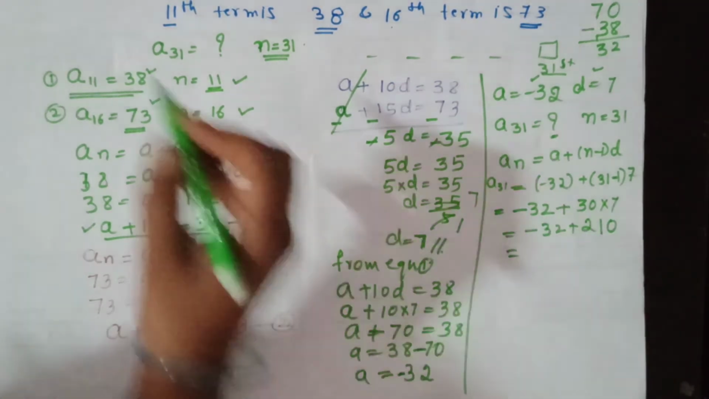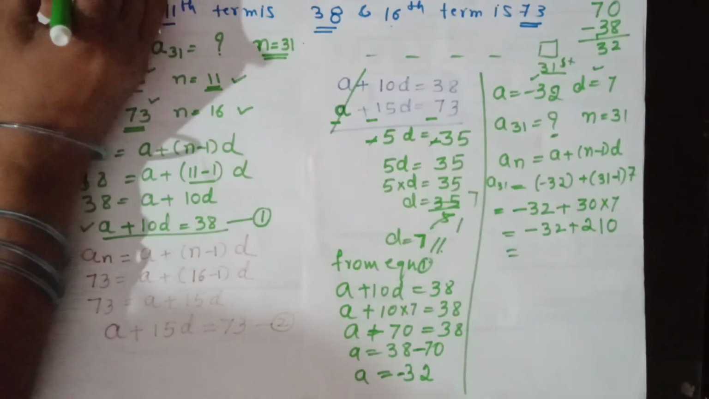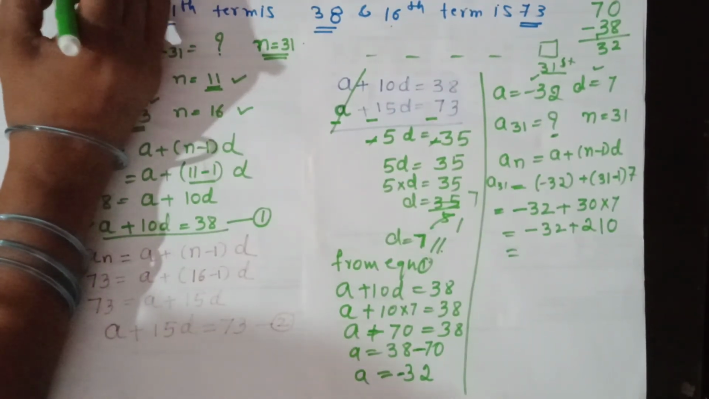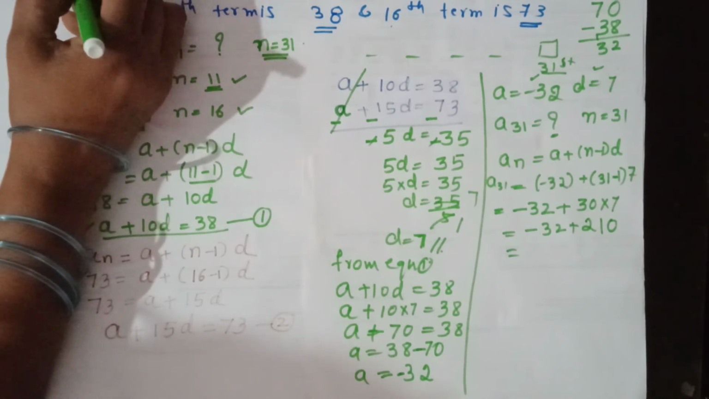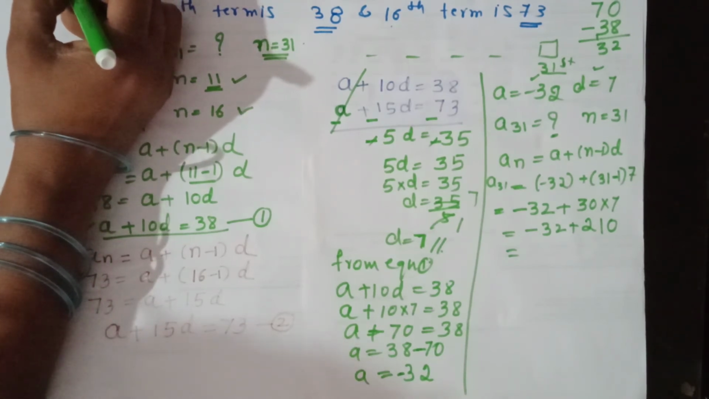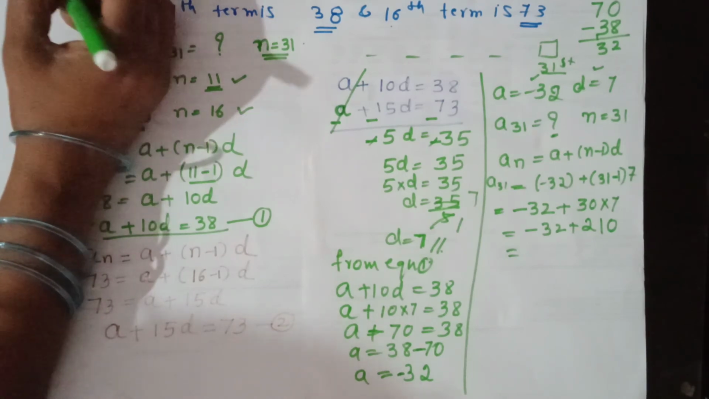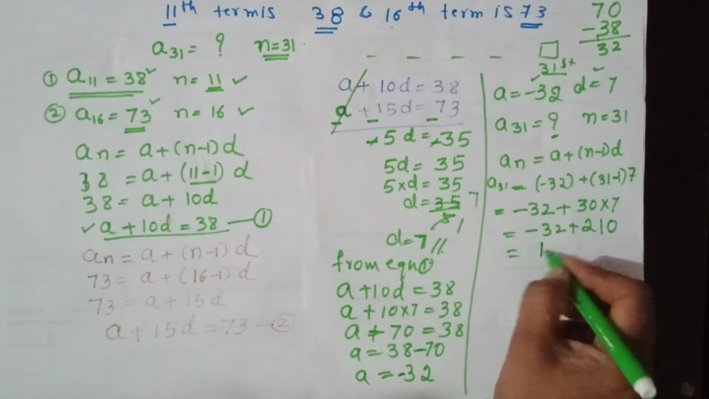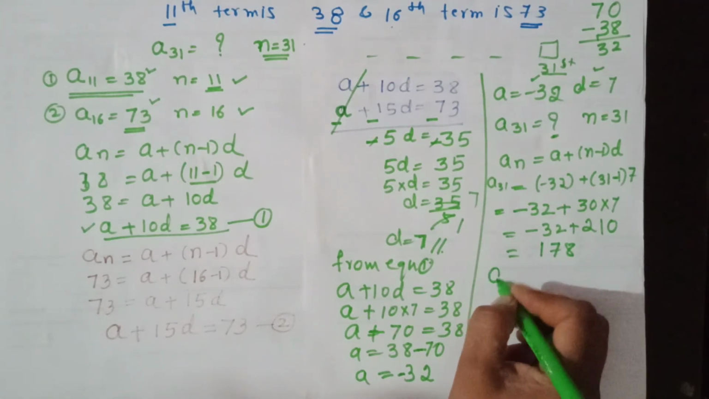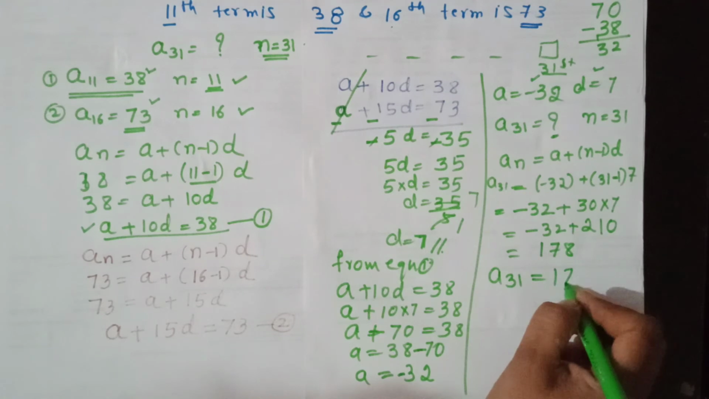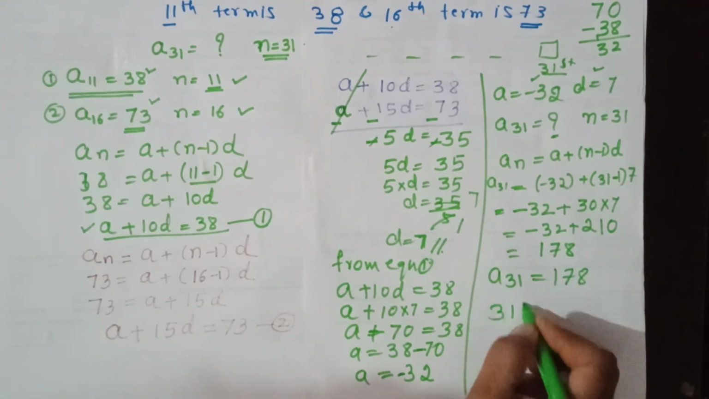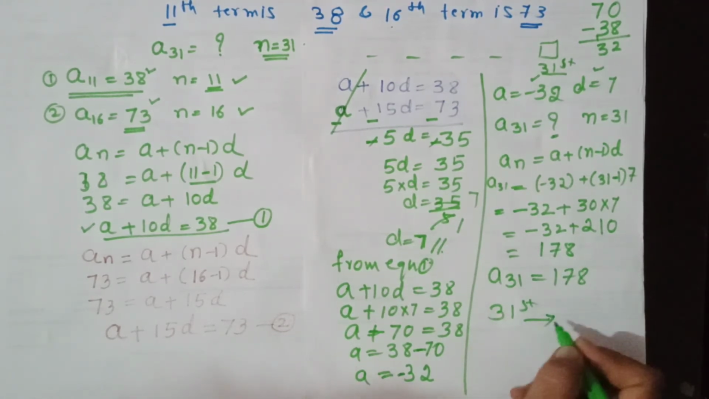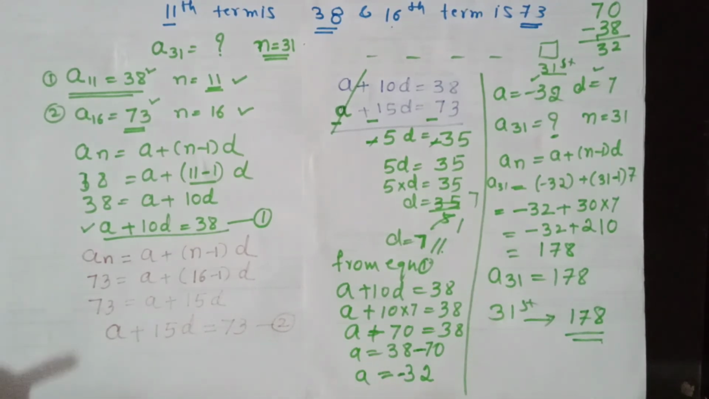That means here I have got 210. From that I am subtracting 32, with the minus sign. 10 minus 2 is 8. 11 minus 4 is 7, and this is 178. The answer is 178. So a 31 is 178. That means the 31st term of our AP is 178. This way you can find any term depending upon the condition.